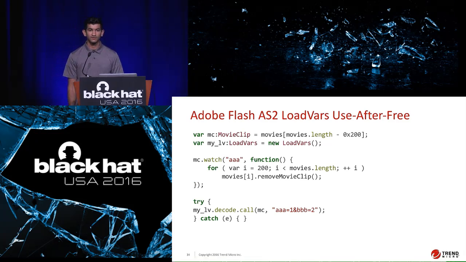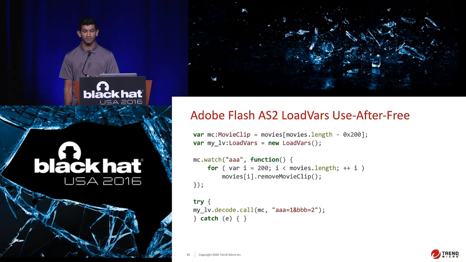Once again, here is the proof of concept. And just as with the previous one, the first portion is not too interesting. It's just setting up the variables that we'll be using. The interesting part is really in the second portion where you're calling mc.watch, setting it on AAA. So when AAA is set or modified, this function will run. And in this case, they're only removing the movie clip, but for the full exploit, they reclaim that memory by allocating their custom objects. The last part is where you're actually triggering the call.